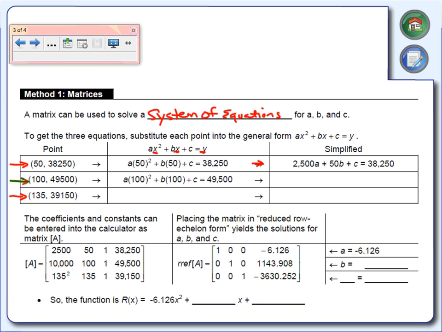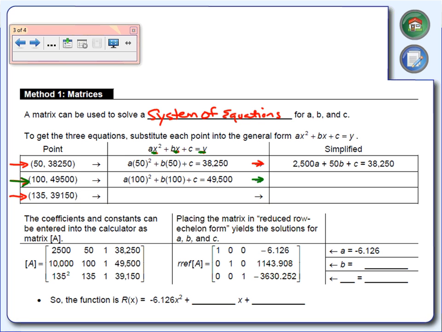Take a look at the next point that they gave us. This one right here. This point was 100, 49,500. 100 was what they're charging for the ticket. 49,500 is what the revenue is expected. So again, if we plug in 100 for X, 100 for this X, and 49,500 for the Y value, this is what it looks like. Of course, we need to simplify that. So that's what we're going to do right over here.